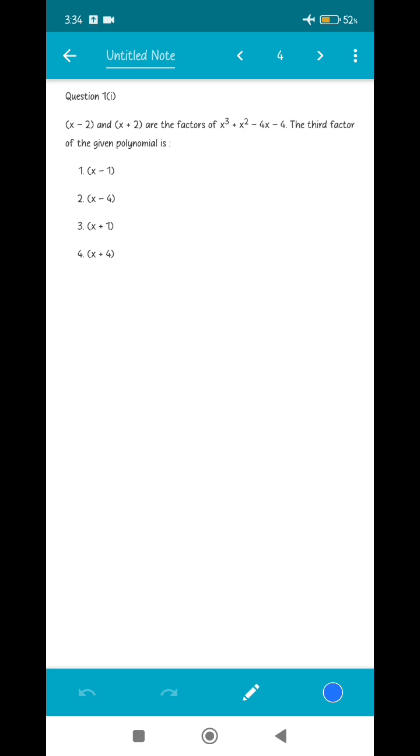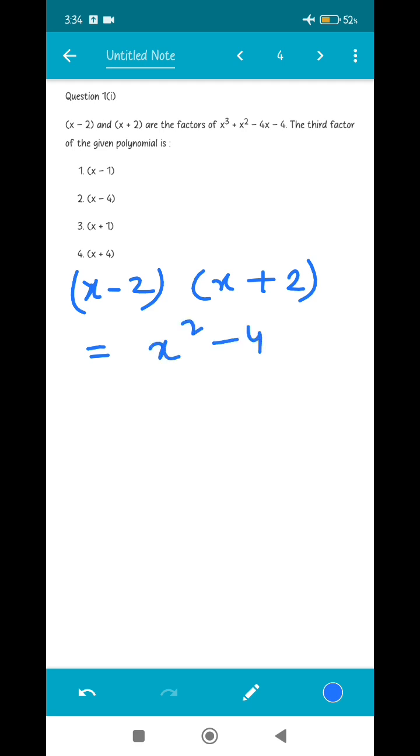So let's begin. x minus 2 and x plus 2 are the factors of a polynomial as given here. You have to find the third factor of the given polynomial. So it's a very simple question. First of all, the factors given are x minus 2 and x plus 2. If you multiply these in order to get the combination of these factors, you are going to get x squared minus 4. So if we divide this polynomial with this polynomial, we are going to get the third factor as the quotient. So let's do it.